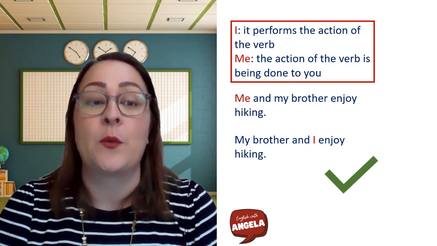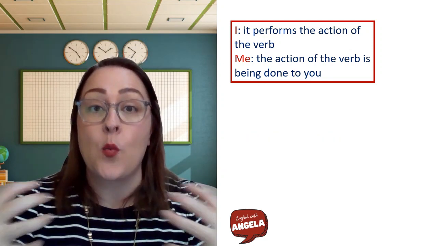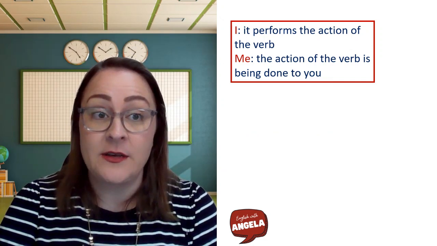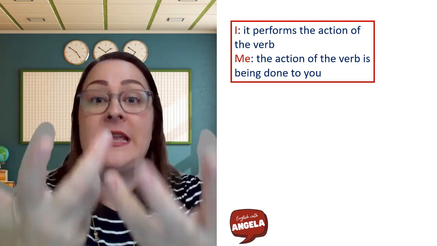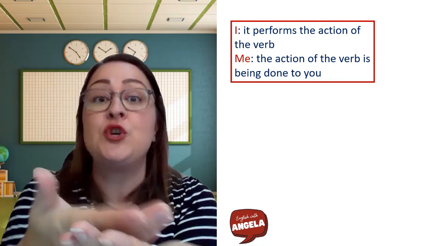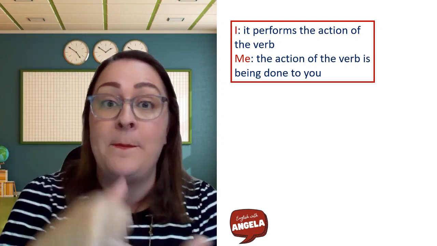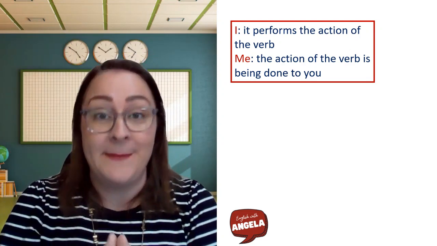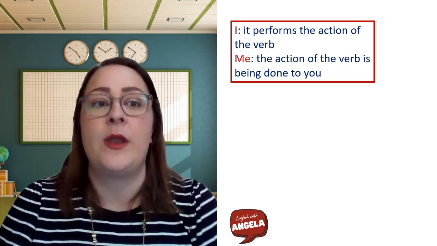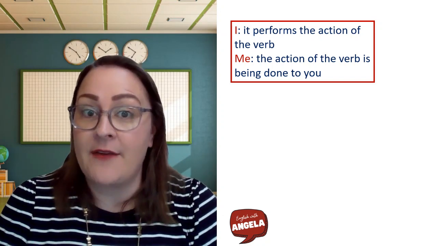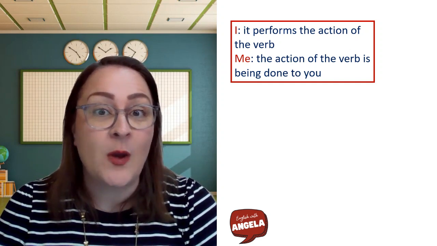So remember, I is when we are performing the action. Me is when somebody is performing the verb to us. So she handed me, or he gave me, or the teacher told me. Okay, and then I when I am doing it. Do you have it? Do you want to try some test ones?